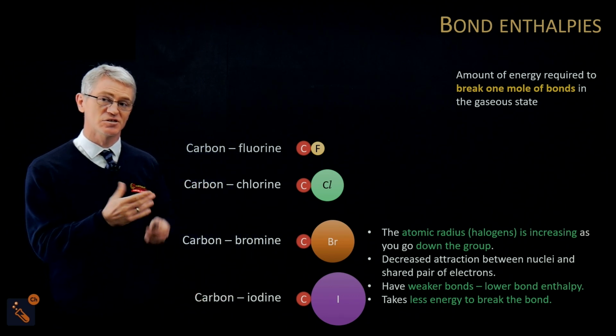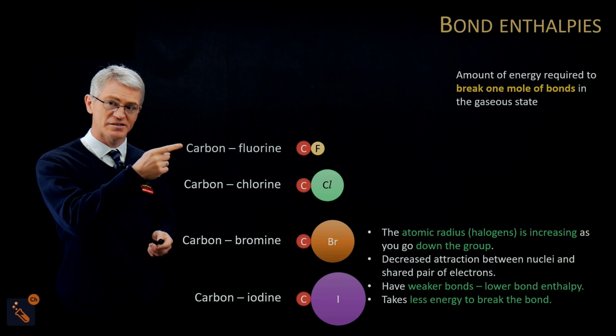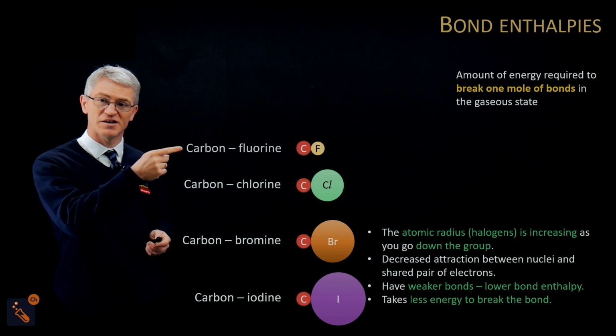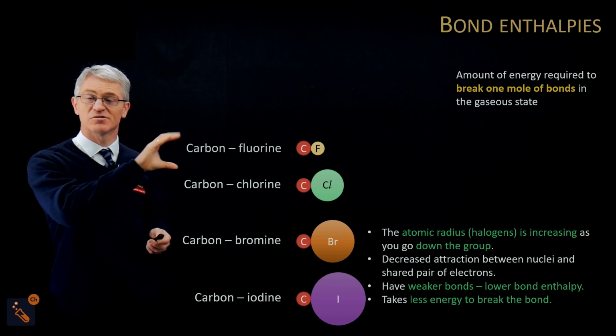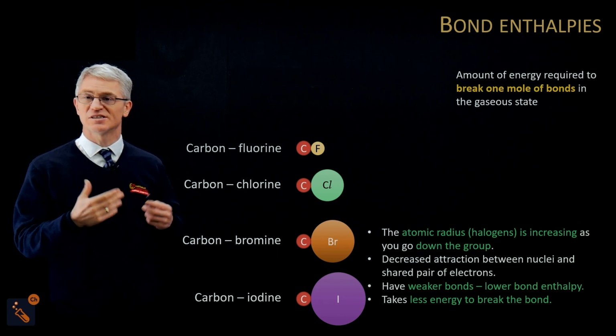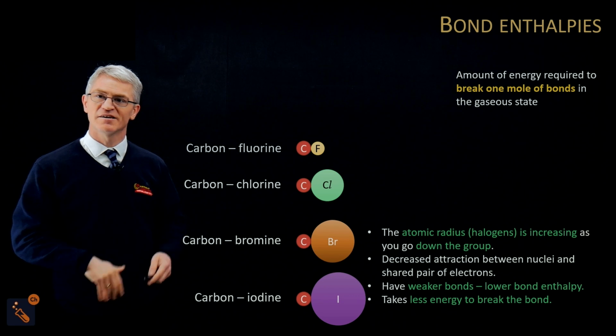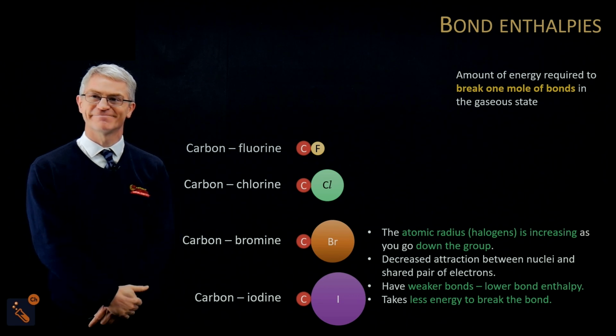And this is why, interesting point, on your non-stick pans there's something called Teflon, and Teflon is absolutely full of carbon-fluorine bonds because they're very, very strong and they don't break, which means your food doesn't stick to your frying pan, which means your food tastes nice.